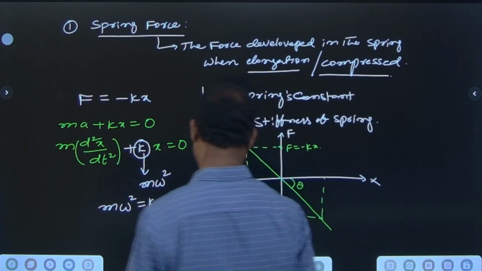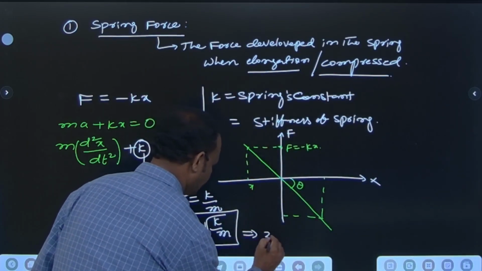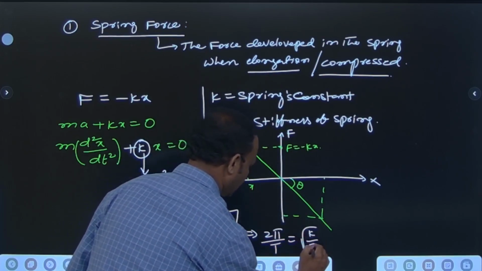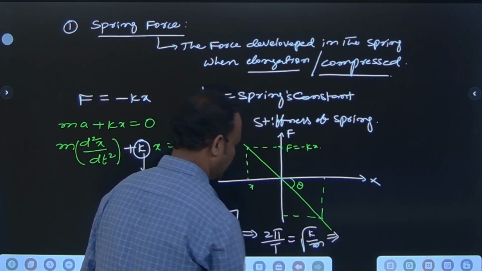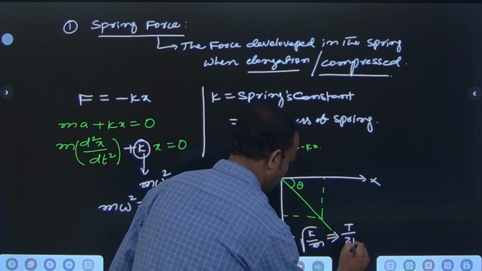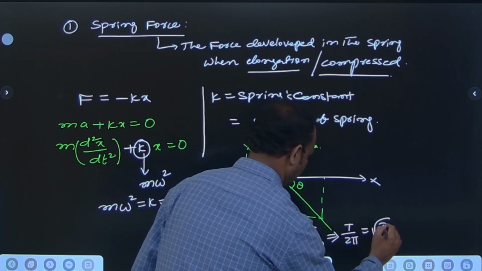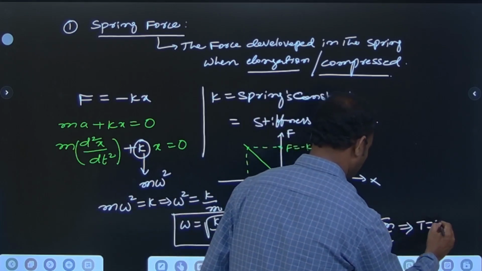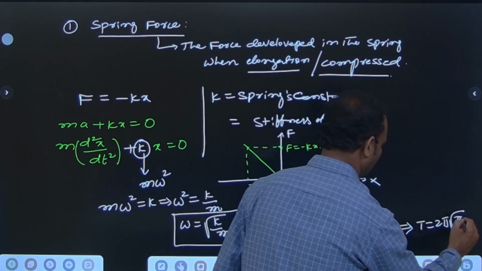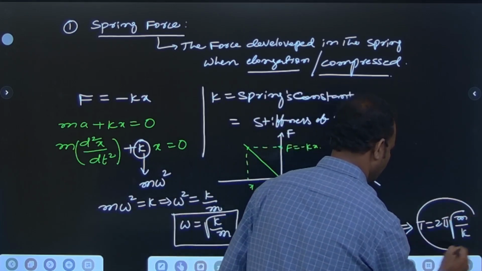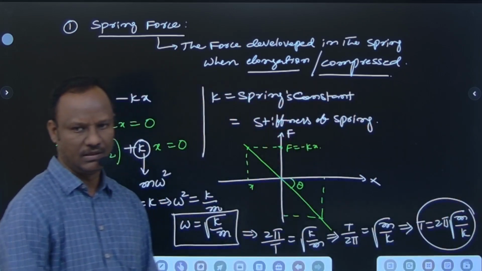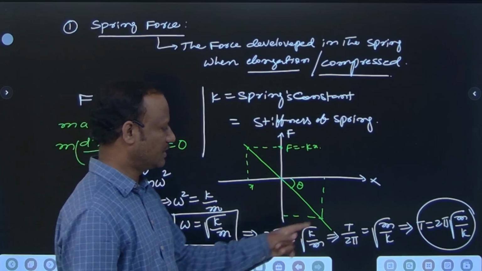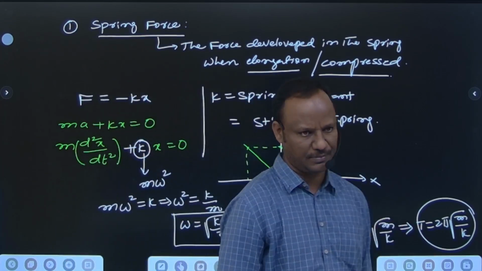So omega means 2 pi by T. 2 pi by T is equal to the square root of k by m. Then T by 2 pi is equal to the square root of m by k. T is equal to 2 pi under root of m by k. The time period in the spring, T, is equal to 2 pi under root of m by k.